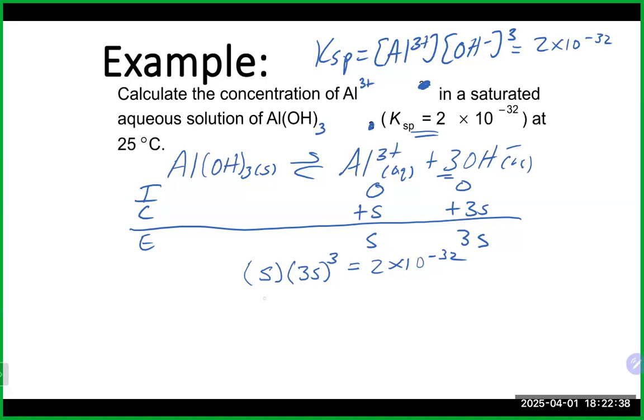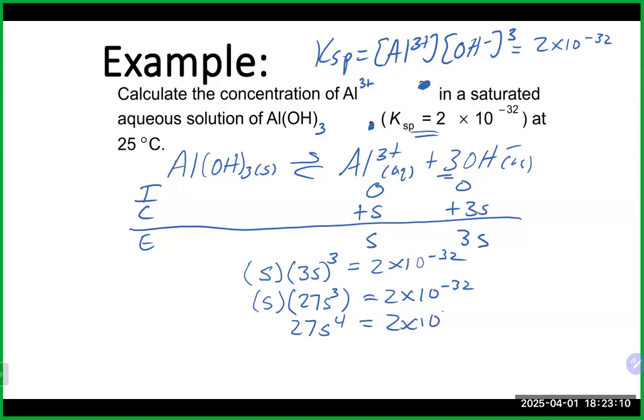We want to do it this way, which gives us an S there. We want to make sure we do the next part correctly. That gives me 27S cubed. I can't tell you how many times people just cube the S and forget about the number. So that's 3 times 3 times 3, which is 27. That equals 2 times 10 to the minus 32, and I get 27S to the 4th. Sounds like fun math here.